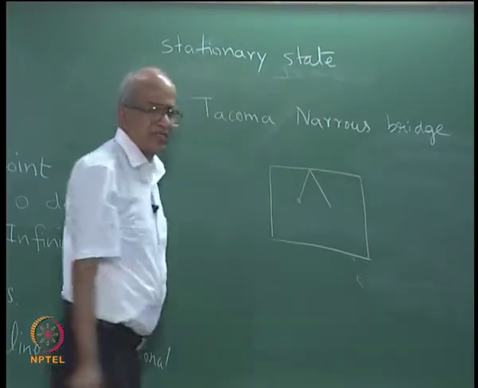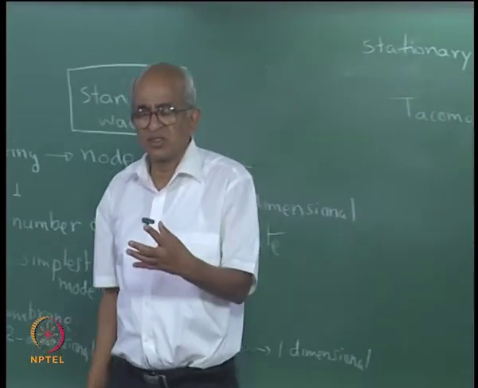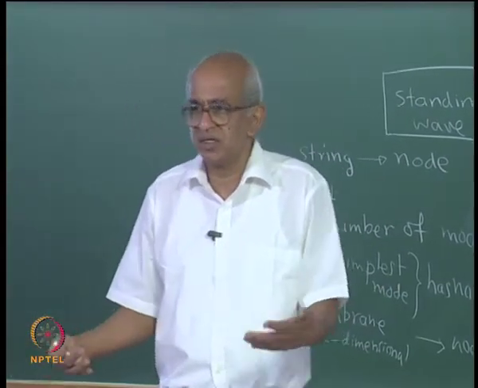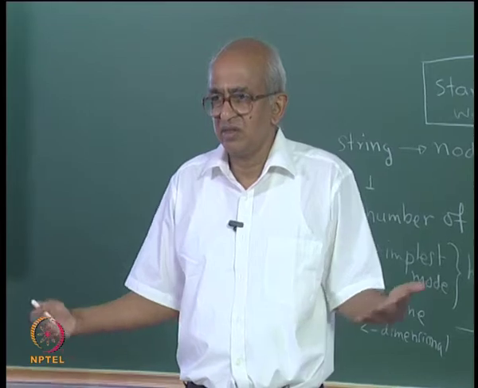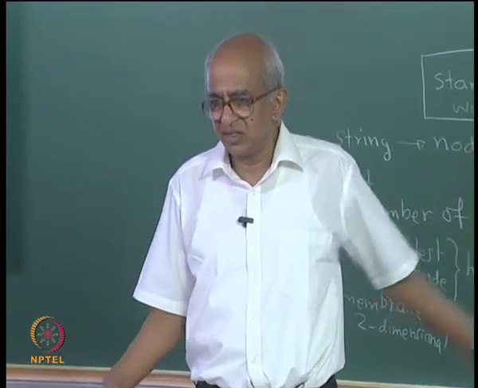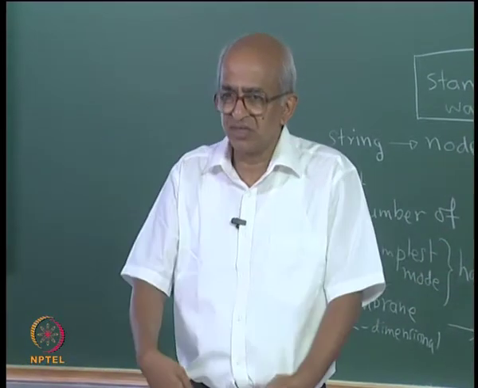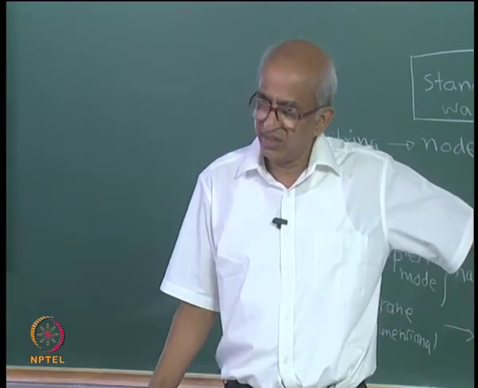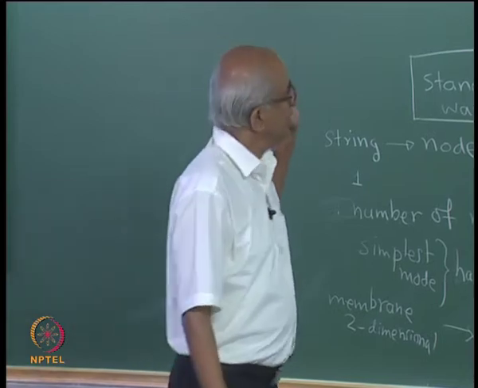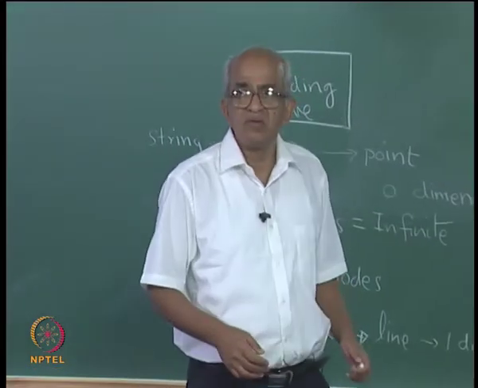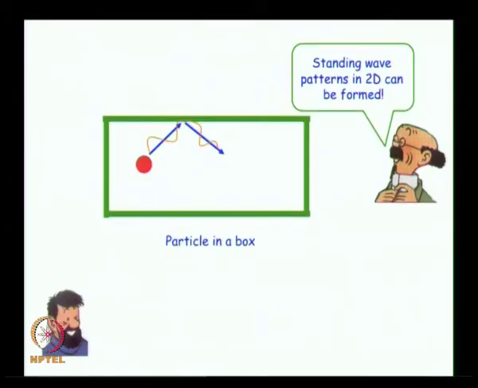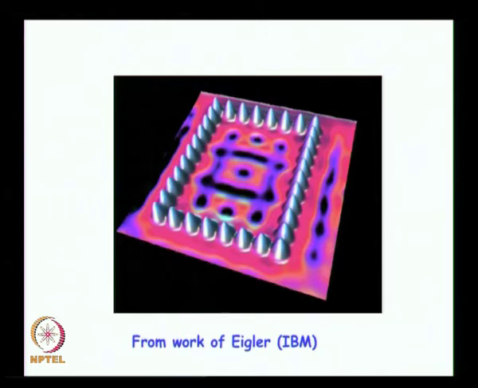So, what is actually a stationary state in quantum mechanics? This is a state in which the wave forms a standing wave pattern. That is what it is. A stationary state is nothing but a state where the wave associated with the particle forms a standing wave, like what has happened in the case of the membrane. So, standing wave patterns in two dimensions can be formed.